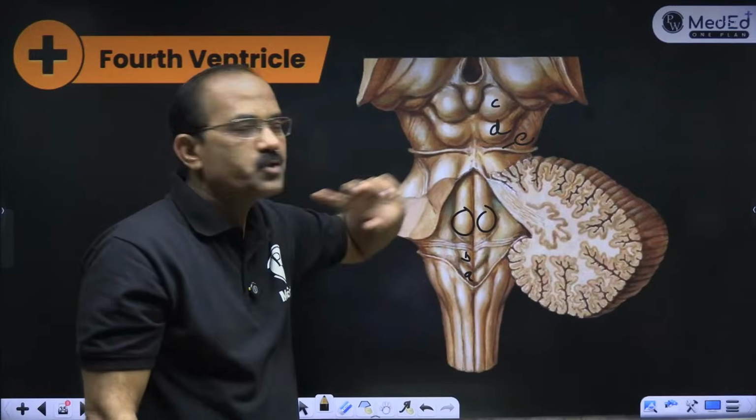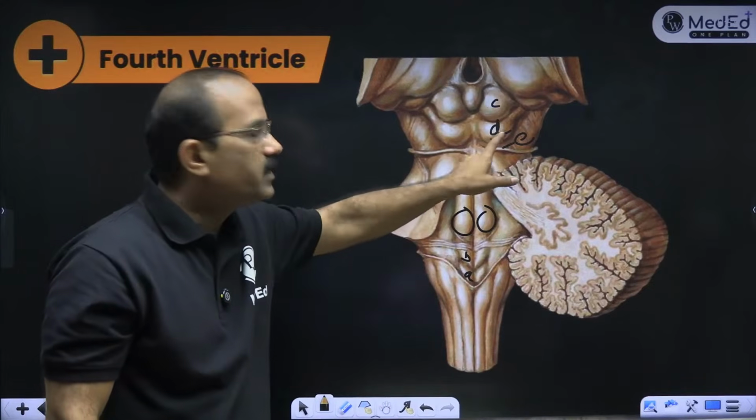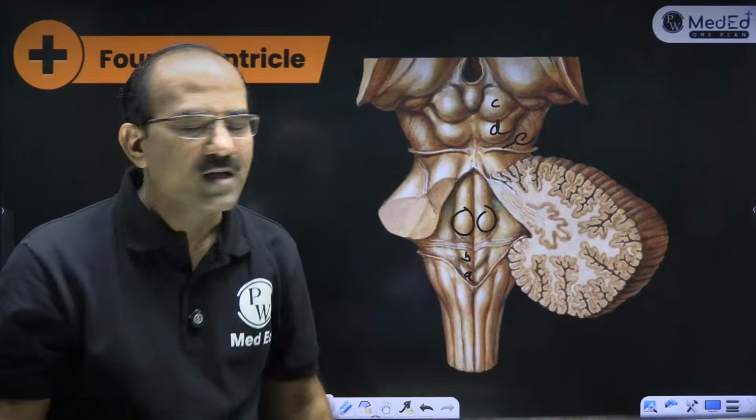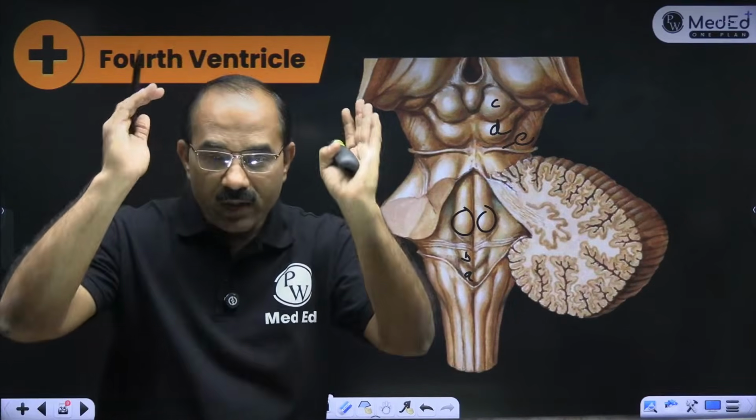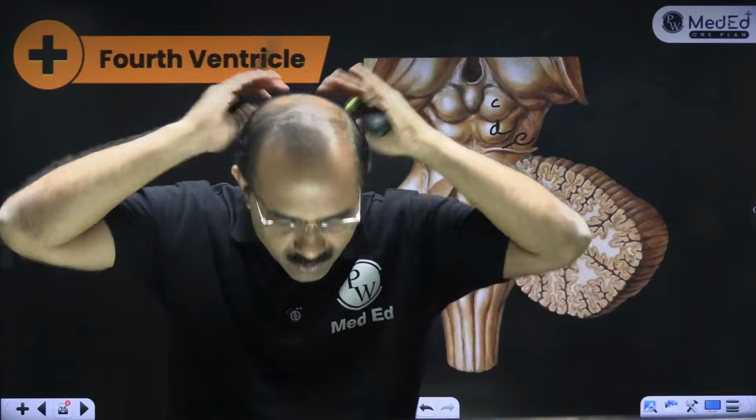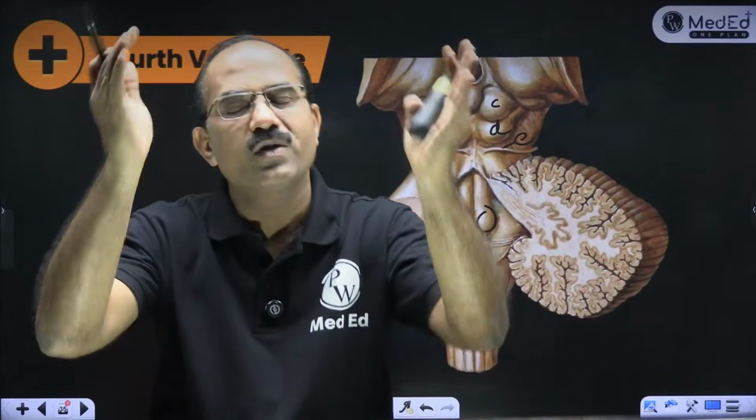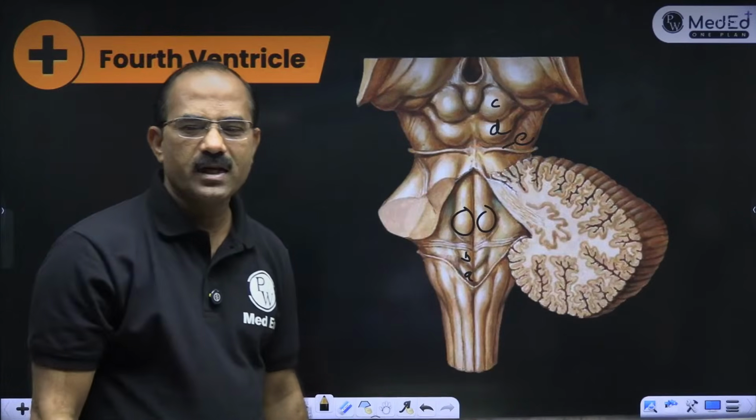So what is C? Superior colliculus. What is D? Inferior colliculus. And E is the trochlear nerve. The only cranial nerve which emerges from the dorsal aspect is the trochlear nerve.